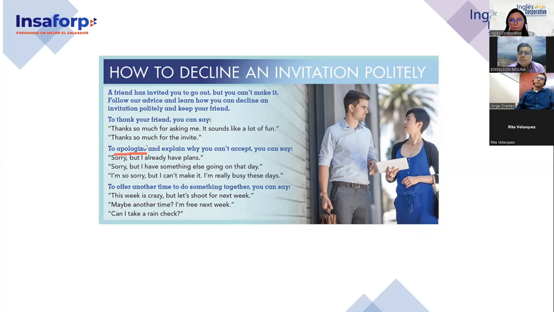Apologize. ¿Qué significa apology or apologize? Este es un verbo, miren. To apologize. Para disculparme y explicar why you can't accept, you can say, sorry, but I already have plans. Lo siento, ya tengo planes. Sorry, but I have something else going on that day. Ya tenía algo para ese día.